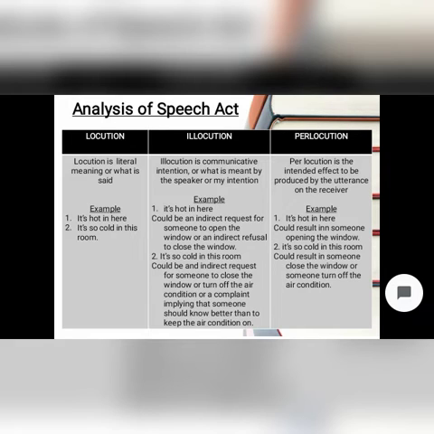The last, perlocution. Perlocution is the intended effect to be produced by the utterance on the receiver, or the effect of what is said. So for example, it's hot in here could result in someone opening the window. Second, it's so cold in this room could result in someone closing the window or someone turning off the air condition.